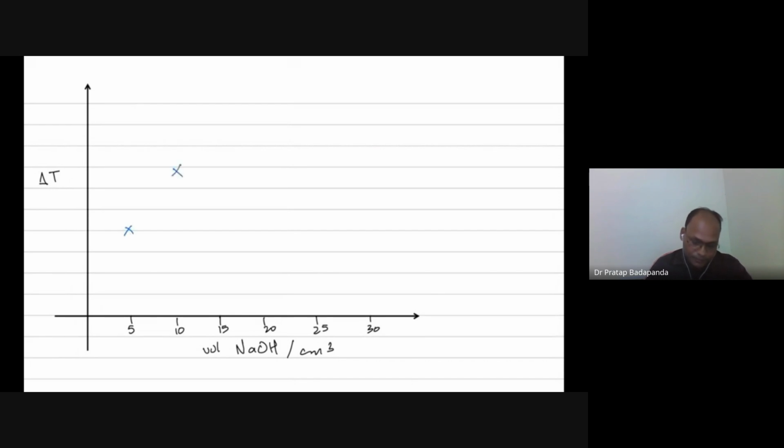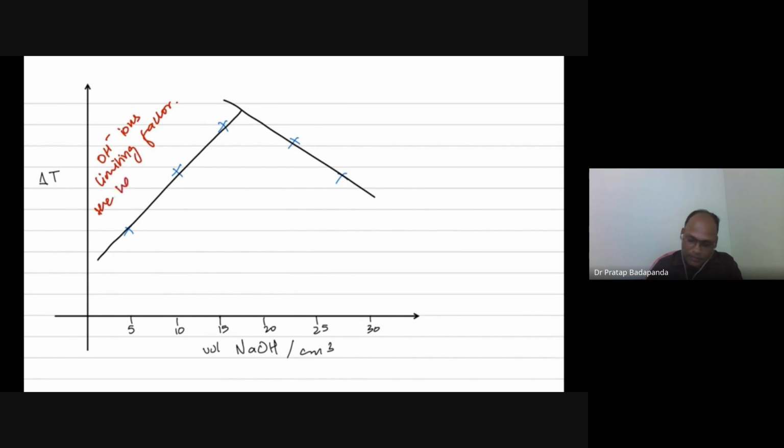The change in temperature became more and more when the alkali was added. But with 20 cm³ and 25 cm³ alkali, it did not increase as much. When we draw a graph, we see there are 2 straight lines which intersect at a certain point. In the beginning, OH⁻ ions were the limiting factor because the first few containers did not have a lot of alkali. So OH⁻ ions were the limiting factor. The heat released and the temperature change depended on the OH⁻ ions.